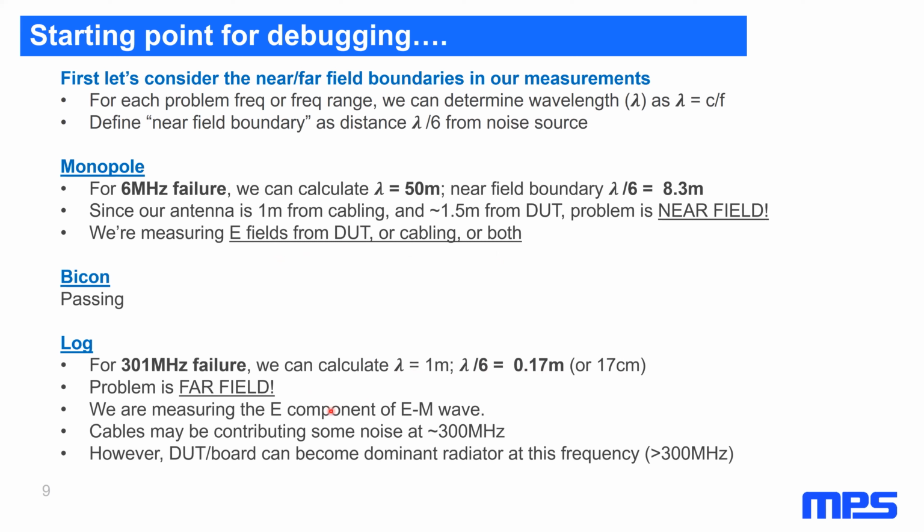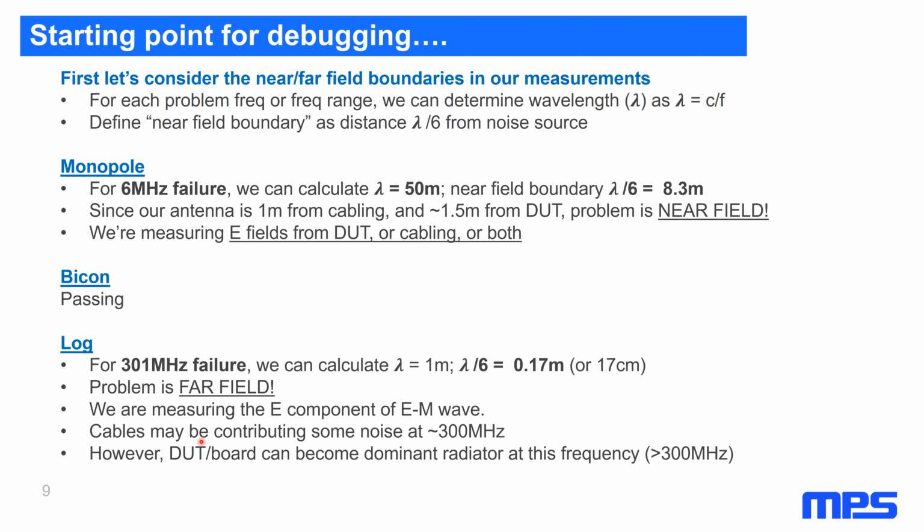We're measuring an electric field with our antenna setup, but it's a component of the overall electromagnetic wave being propagated. So we don't know at this point, could this be an electric field or magnetic field on the board actually causing this wave propagation?